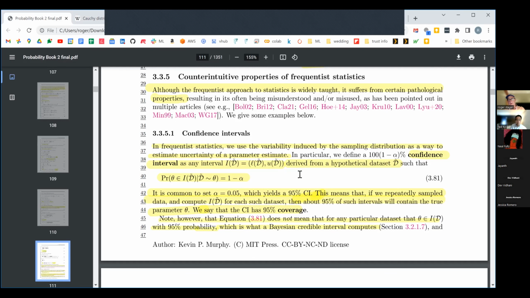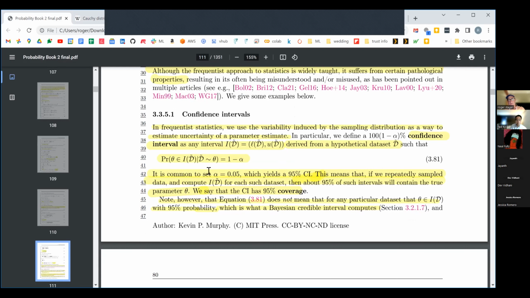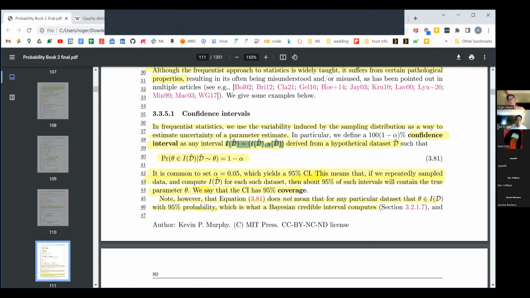If I understand correctly, they're saying that given an interval that can be derived from the data, what they mean by confidence interval is that the probability that theta is in that interval is equal to 1 minus alpha. So what the number captures is that for all these different data sets, they're going to compute an interval, and it's the probability that theta exists within that interval. I believe that's the common incorrect way of defining the confidence.